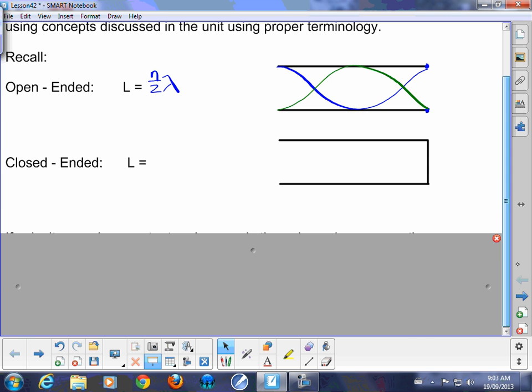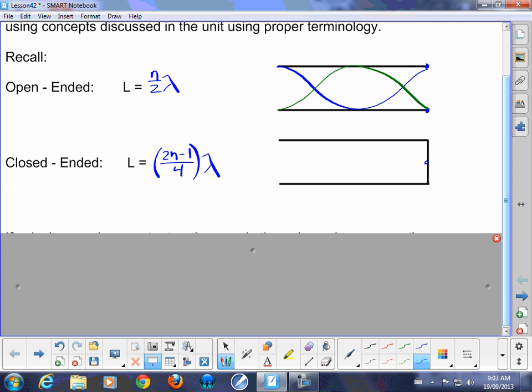Closed-end air column, very similar. How do you calculate the length? 2n minus 1 over 4, and you're multiplying by lambda. The nodal point has to be here for a resonant frequency, so you end up with a 3/4 wavelength, looks like that. Or when it reflects or oscillates, could look like that. Okay. So keep in mind, what does n represent in both of these cases?